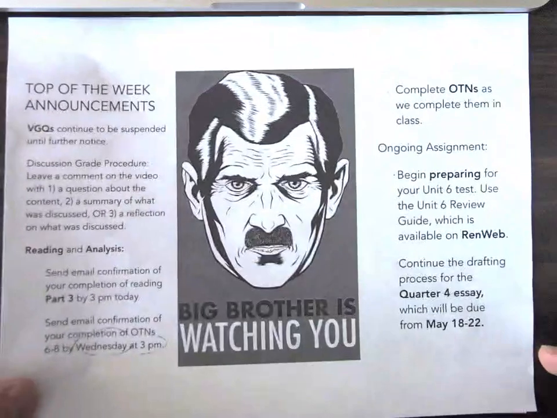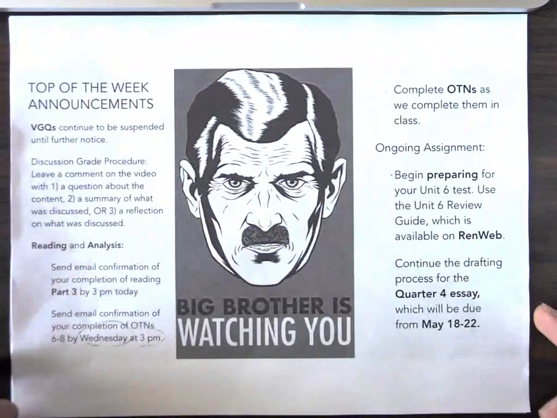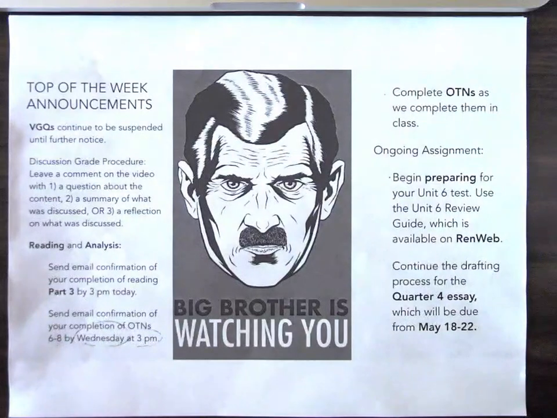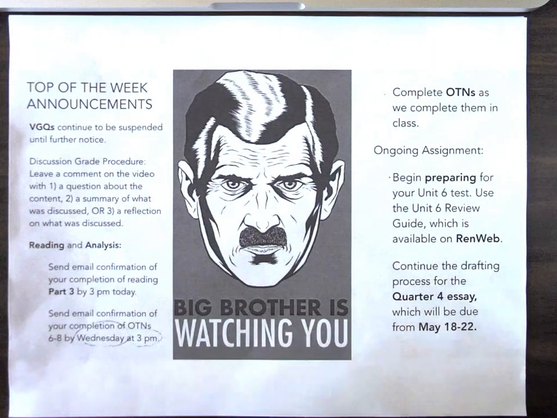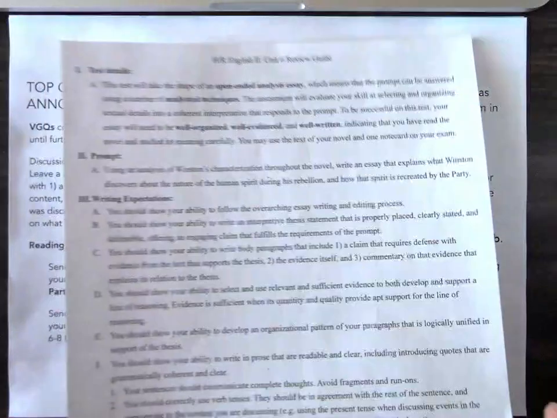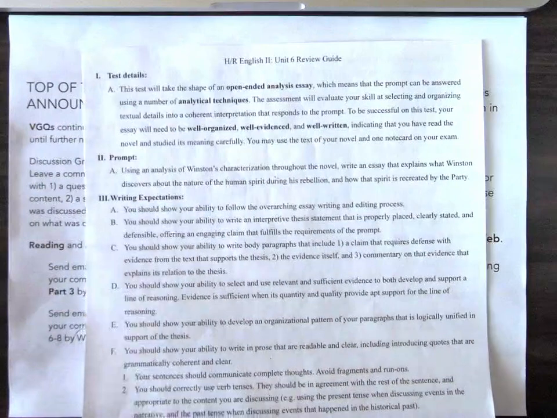Before we get into completing that last OTN, let's talk through our top of the week announcements. First and foremost, you need to make sure that you are taking care of your discussion grade duties. Second, you need to send an email confirming your completion of OTN 6, 7, and 8 by today at 3 p.m. Third, you need to complete your OTNs as we complete them in class. We are going to be talking about OTN 9 today, so you need to complete that. Fourth, you need to download the Unit 6 review guide.